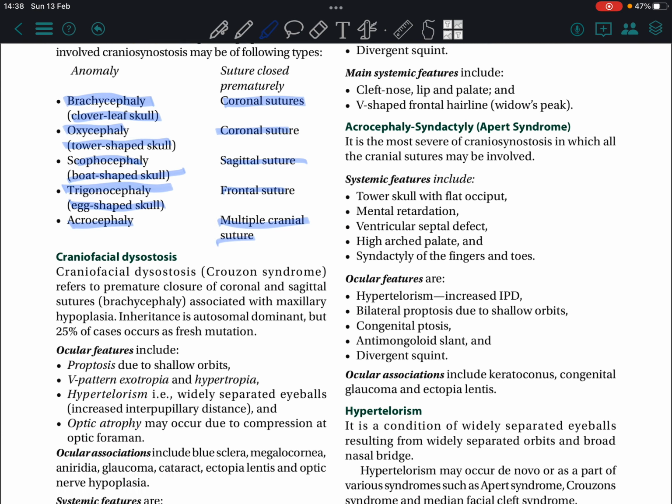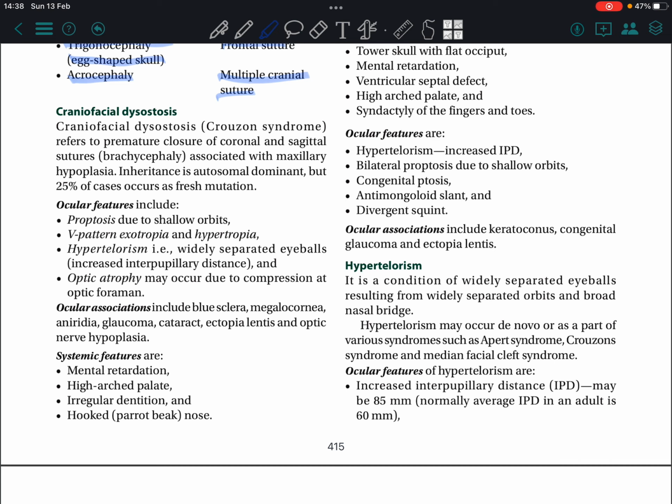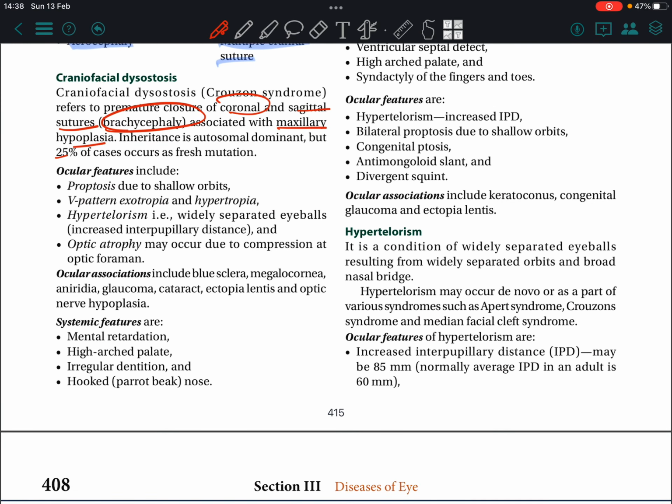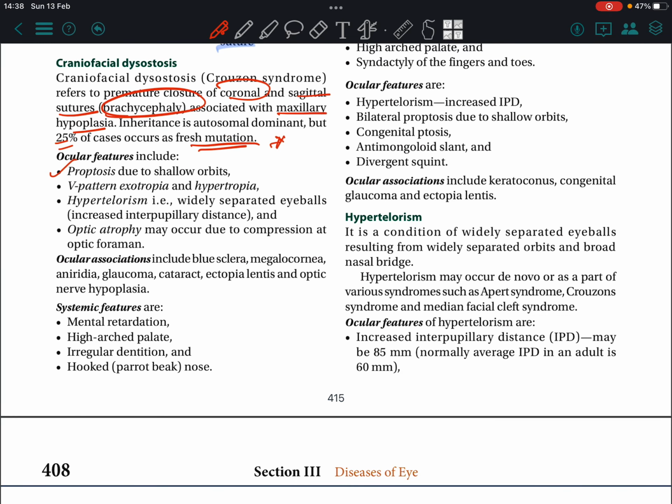Acrocephaly: multiple cranial sutures. Craniofacial dysostosis refers to premature closure of coronal and sagittal sutures. Brachycephaly is associated with maxillary hypoplasia. Inheritance is autosomal dominant, but 25% of cases occur as fresh mutation. Ocular features: problems due to shallow orbits, V pattern exotropia, hypertropia, hypertelorism, widely separated eyeballs, optic atrophy. Ocular associations include blue sclera, megalocornea, aniridia, glaucoma, cataract, ectopia lentis, optic nerve hypoplasia. Systemic features: mental retardation, high palate, irregular dentition, hooked nose.